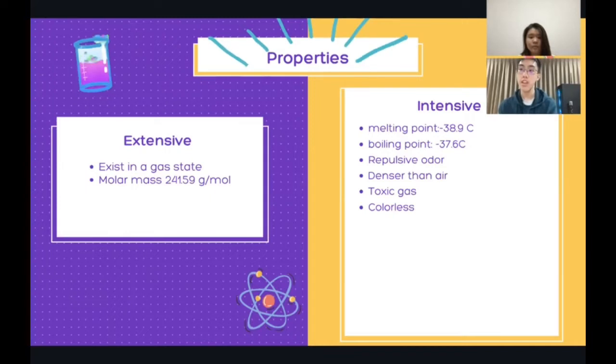Next is its intensive properties. Tellurium hexafluoride has a melting point at negative 38.9 Celsius and a boiling point at negative 37.6 Celsius. It has a repulsive odor and is denser than air. It is a toxic gas that will irritate the respiratory tracts of living things. And also this molecule is colorless.